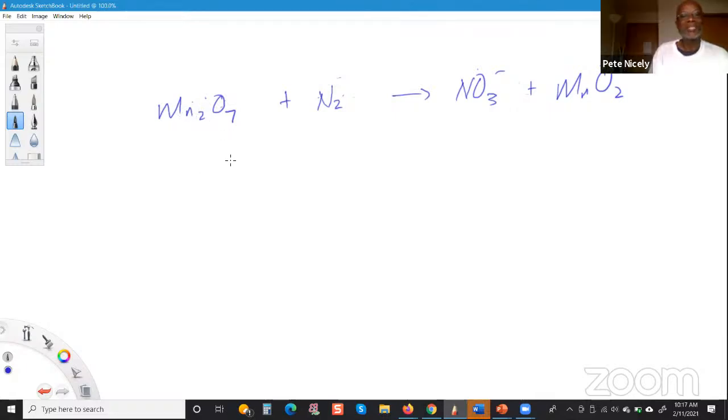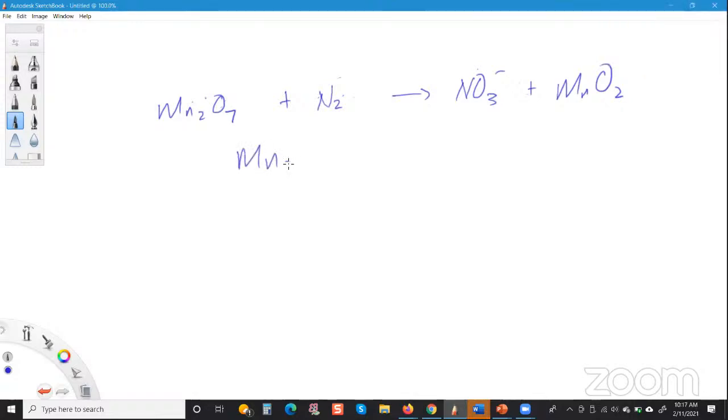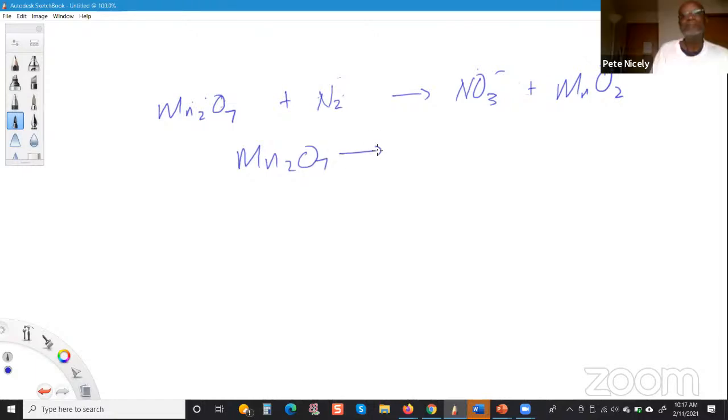All right, so in other words, we're separating into two half equations, right? Mn2O7 to form MnO2, and N2 to form NO3 minus. Okay, very good. That's the first step. So what's the next step?